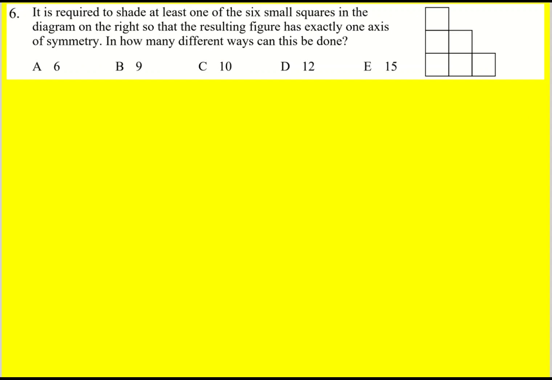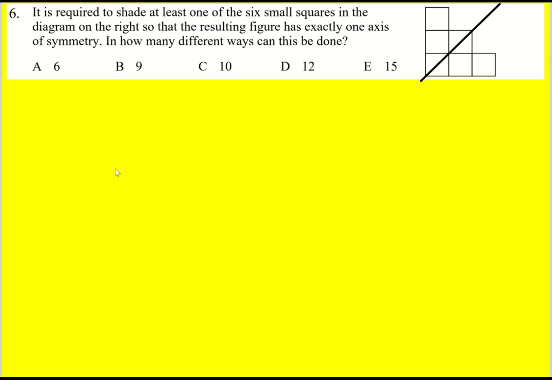We want to shade at least one of the small squares in the diagram so the resulting figure has exactly one axis of symmetry. Now the only axis of symmetry you could ever have is here. So that's what we need. When we've shaded them, we need there to be a line of symmetry there. So we couldn't, for example, shade that one and that one because that wouldn't have a line of symmetry, but we could shade that one and that one. And this is what we're interested in now.